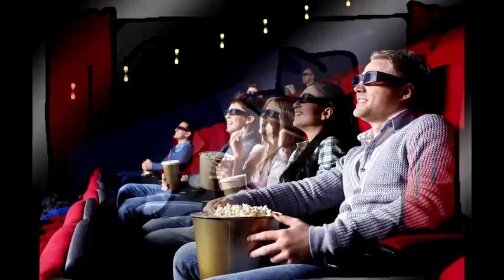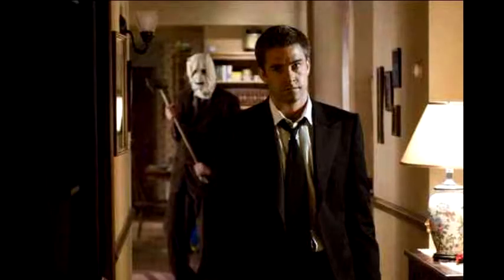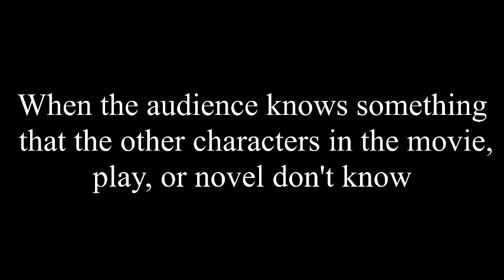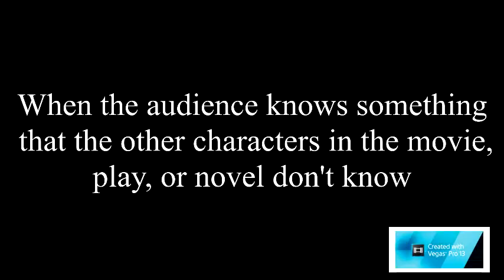You're watching a movie, and then a character reveals something that the other characters don't know. Now the audience knows something that all the other characters in the play don't know. This is dramatic irony, which is when the audience knows something that the other characters in the movie, play, or novel don't know. Dramatic irony is used in various plays, films, and books.